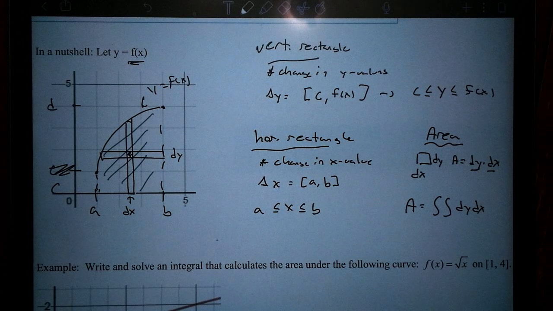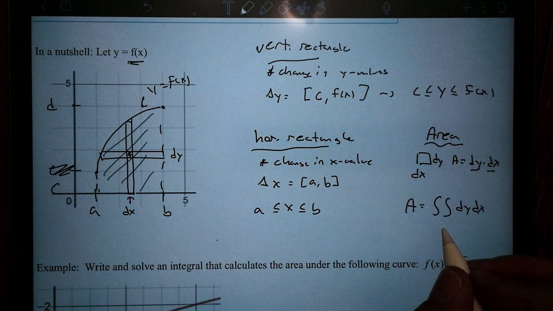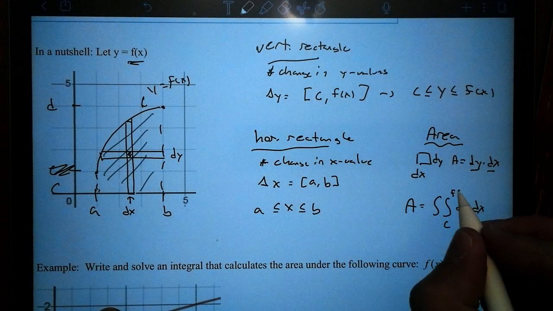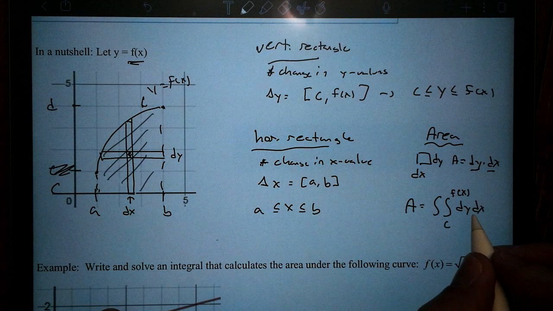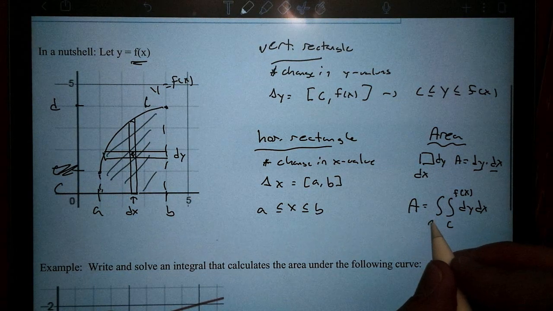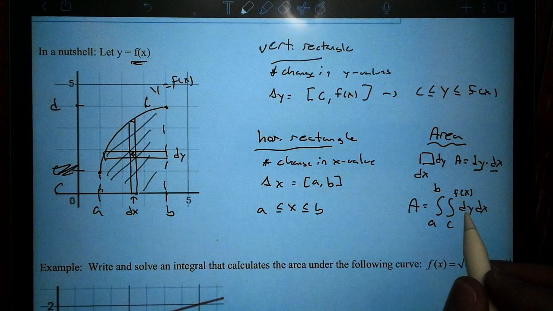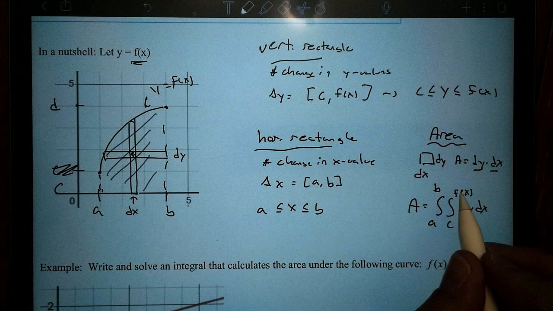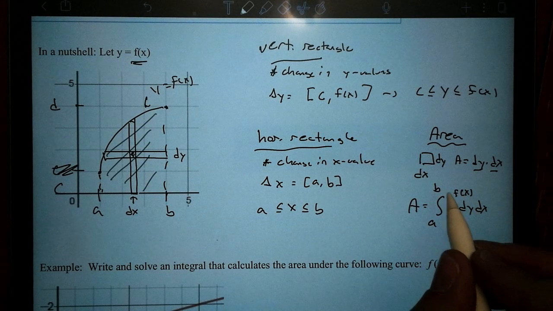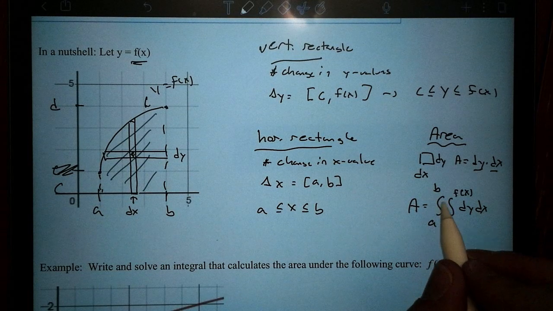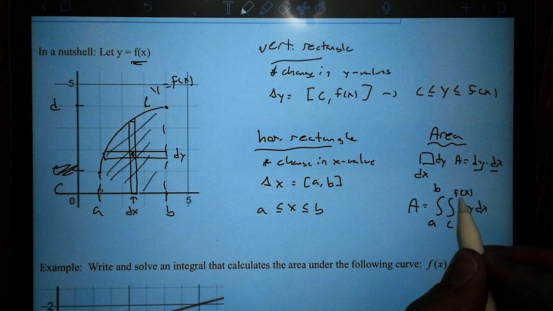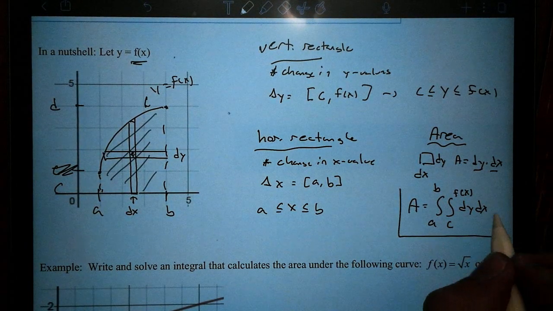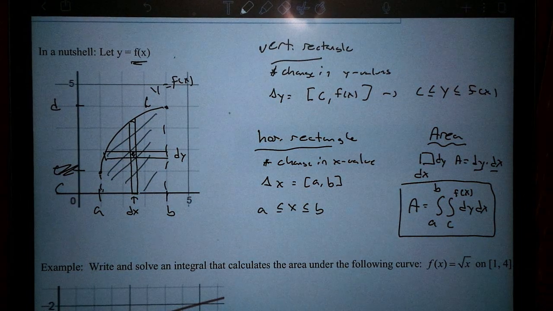And then I'm going to look at the domains. Remember from yesterday, we start with the inside first. This integral is dy, and y goes from c to f of x. And then my outside deals with dx, and that goes from a to b. You might recall from yesterday's lesson that the inside integral's domain has to be in terms of the outside integral. And that's another reason why we do dy first if it's a function of x. And that would give us the area of our graph.